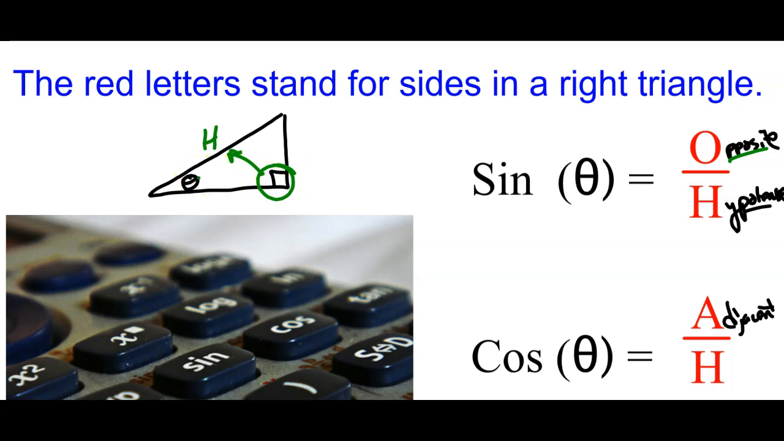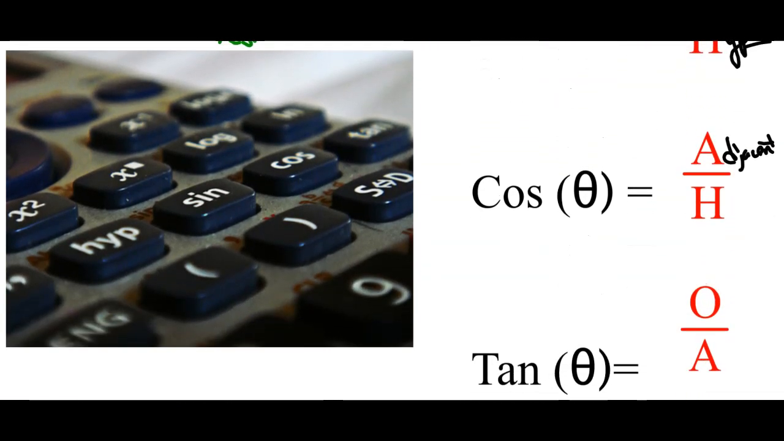You're just looking across that theta right here. That's your opposite side. And then the only side left is the adjacent side. So it's right there. So that's how we label our sides. Now, as far as the trig ratios go, we've named each one.